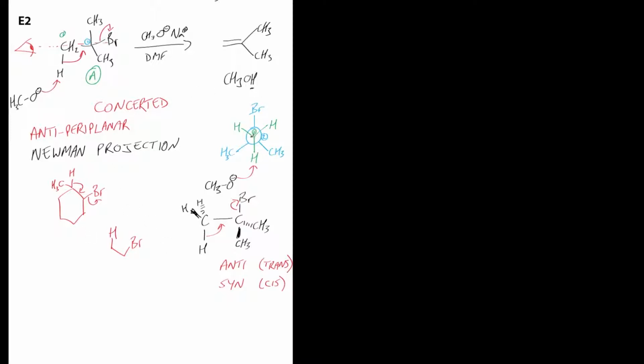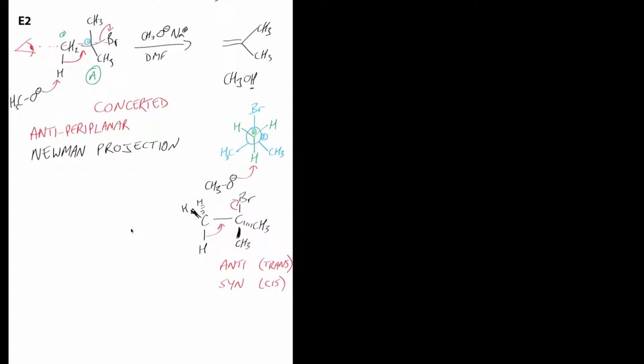This is this alignment. So what's going to really drive the E2 mechanism? Now the E2 mechanism, as I mentioned, has two species in the slowest step, the rate determining step. I also mentioned it needs to adopt this anti-periplanar type of orientation. That's really important as well. And I used a Newman projection to explain that. Anti means it's on the other side, really.